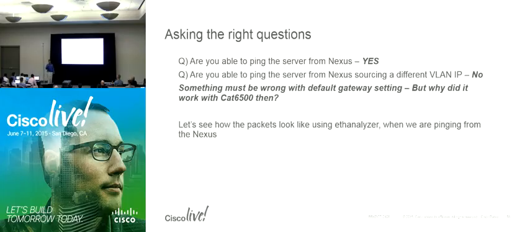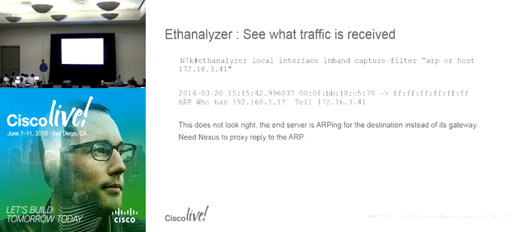So when we ping from the switch, you would expect a response. So let's see if the switch is getting a response or not. Ethanalyzer, because you're pinging from the switch, it's traffic sent from the CPU and back to the CPU. And I did an Ethanalyzer for that server, and this is what I found. It was sending an ARP request for the destination it was trying to reach instead of its default gateway.